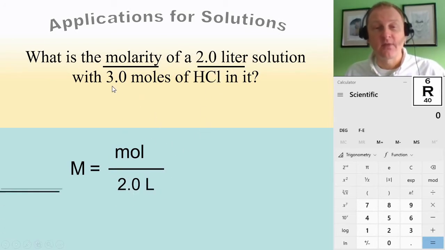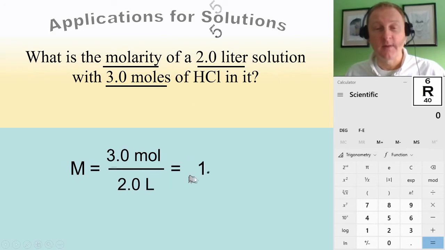We also have 3 moles of HCl, which is hydrochloric acid, by the way. That's our solute, what's being dissolved in the water. So we have 3.0 moles of HCl. We take 3 divided by 2 and you come up with 1.5.